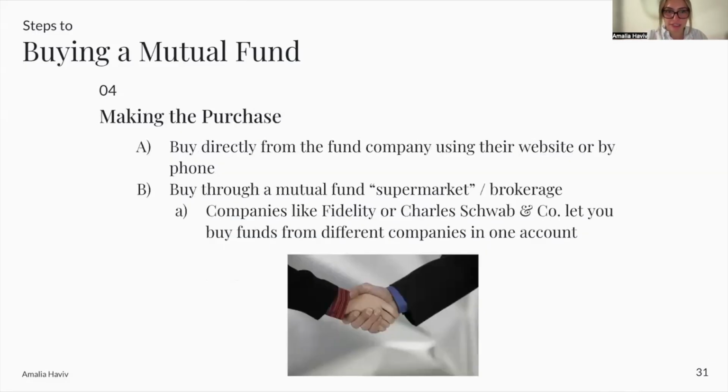Finally, make the purchase. You're going to buy directly from the fund company using their website or by phone. Or another way is to buy through a mutual fund supermarket or brokerage. These are companies like Fidelity, Charles Schwab. They let you buy the funds from different companies in one account, and it makes it easier for you to compare and manage.